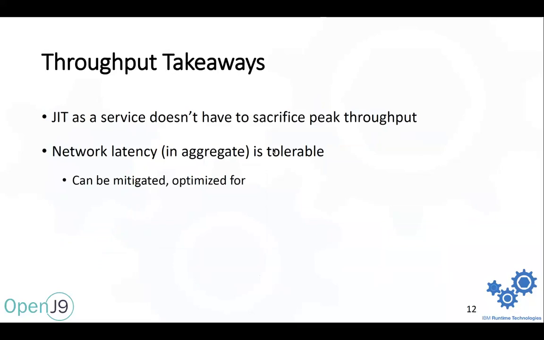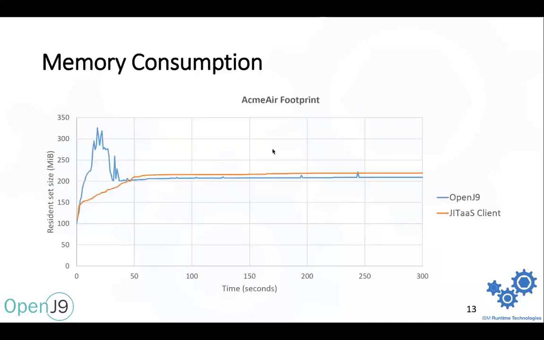And two, that network latency is actually tolerable, especially when you look at it in aggregate. I'll talk a little bit about the per method latency later, but the important point is that when you look at it in aggregate, it really doesn't contribute all that much. I'll talk a little bit about that shortly.